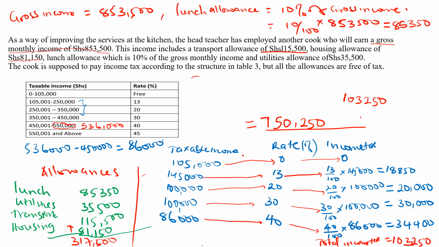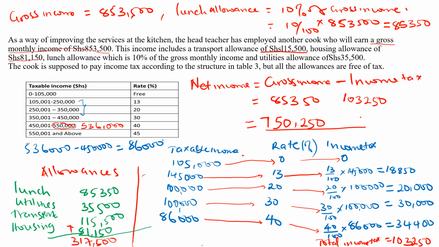So we shall come here and we say that net income is equal to gross income. Net income is the same as take home, minus income tax. And so here we shall have gross income, which is 853,500, minus the income tax.